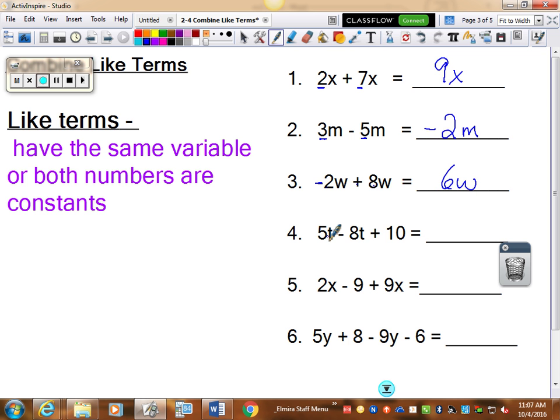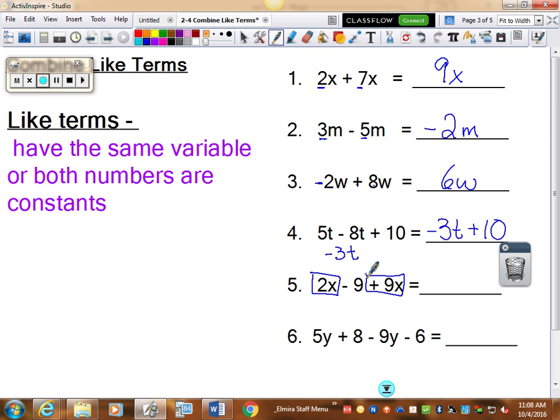Okay, because I have 5t take away 8t, and I'm thinking, okay, that's negative 3t. And then I have plus 10. Well, the 10 is not a like term. It does not have a t next to it. So I can't actually add the 10 on. All I can do is carry it over, and that feels uncomfortable because I feel like I should be able to do more things. I see a plus sign that makes me want to add, but I can't because it does not have a t.